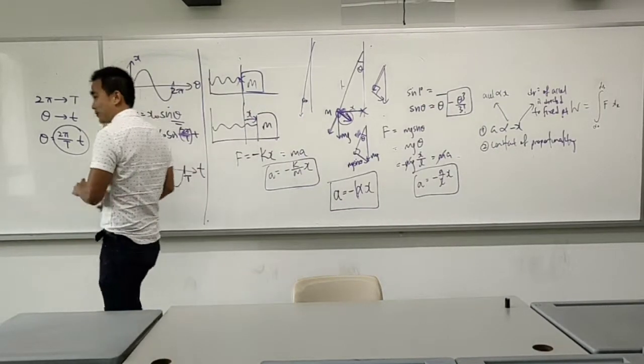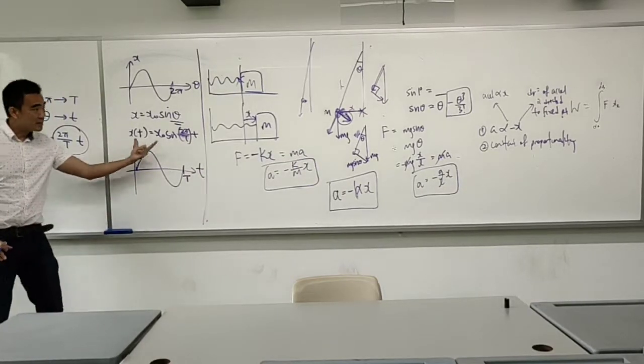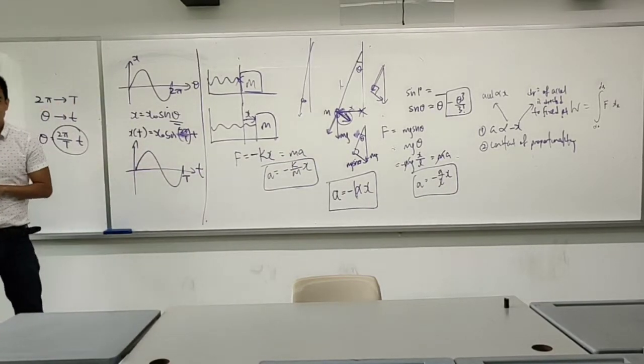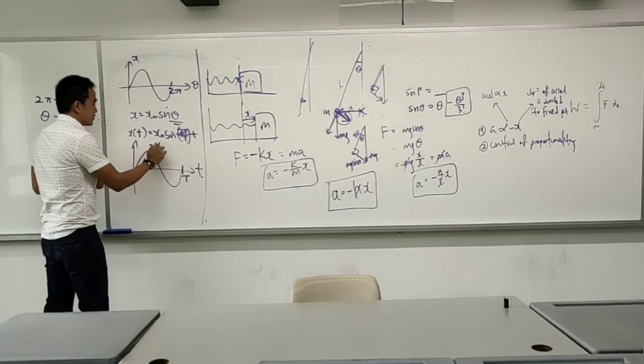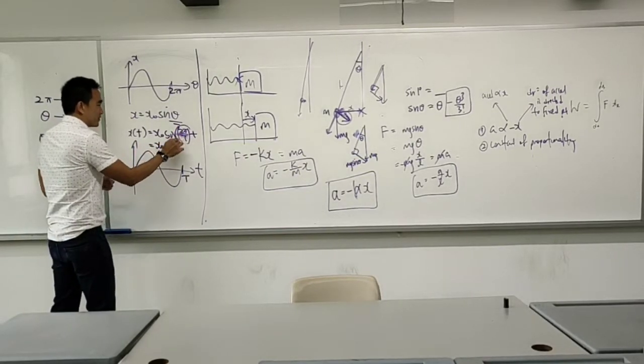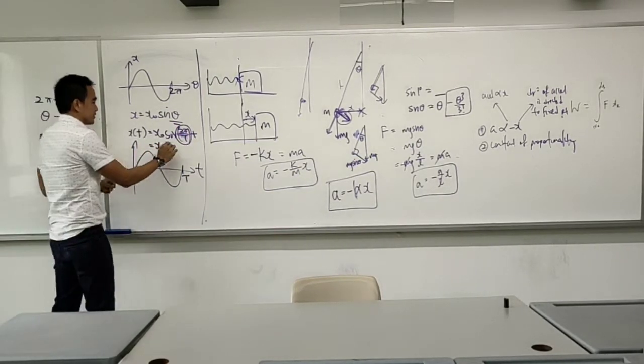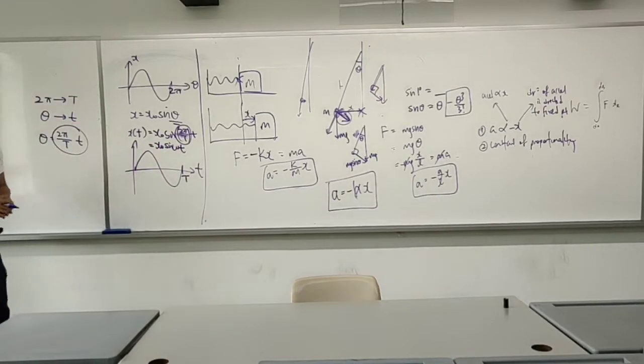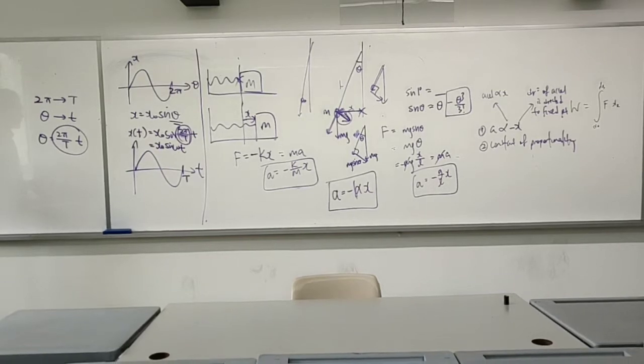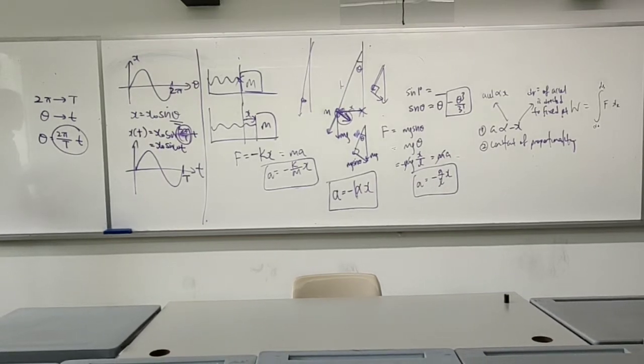Everyone okay with this? Because we need this form to show you something. In case you don't remember, what's the name given to this? Omega. So it's omega t. Yeah, it's omega t. Okay? Angular velocity or angular frequency.